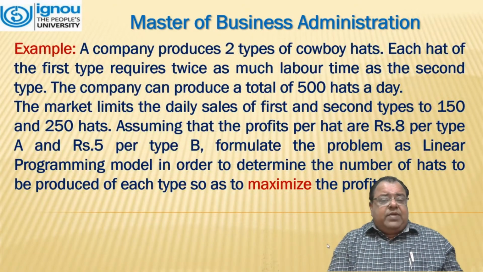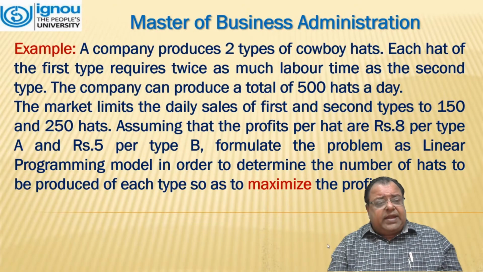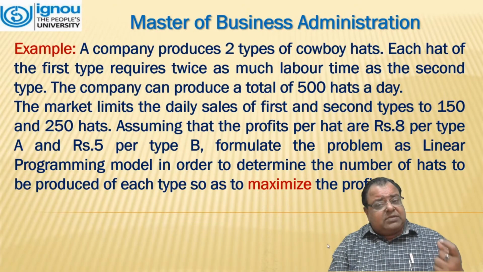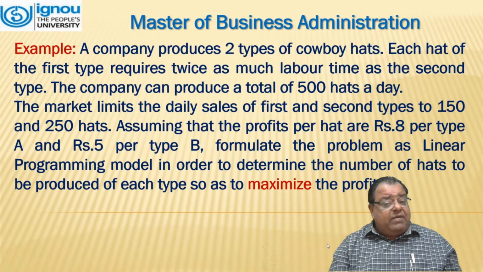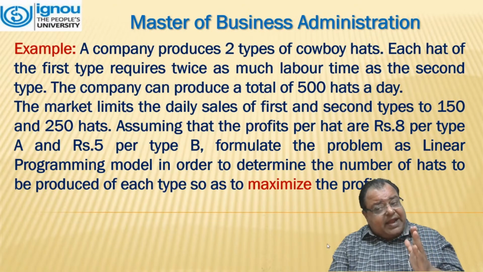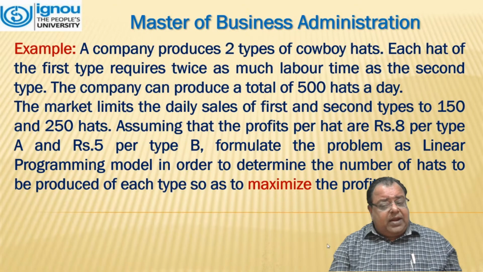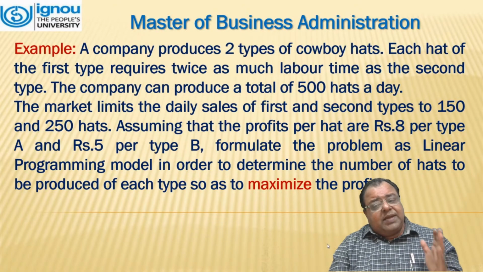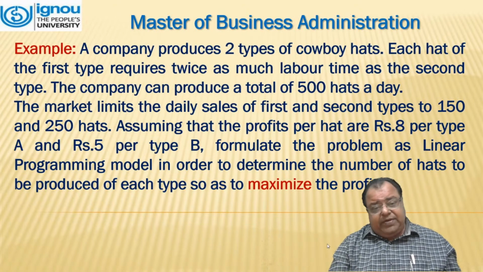We take up another example. Here we have to maximize the profit. A company produces two types of cowboy hats. Each hat of type 1 requires twice as much labor as the second type. The company can produce a total of 500 hats a day. The market limits the daily sales of the first and second type to 150 and 250 hats. Assuming that the profit per hat is rupees 8 for type A and rupees 5 for type B, you have to formulate the problem as a linear programming model in order to determine the number of hats to be produced by each type so as to maximize the profit.